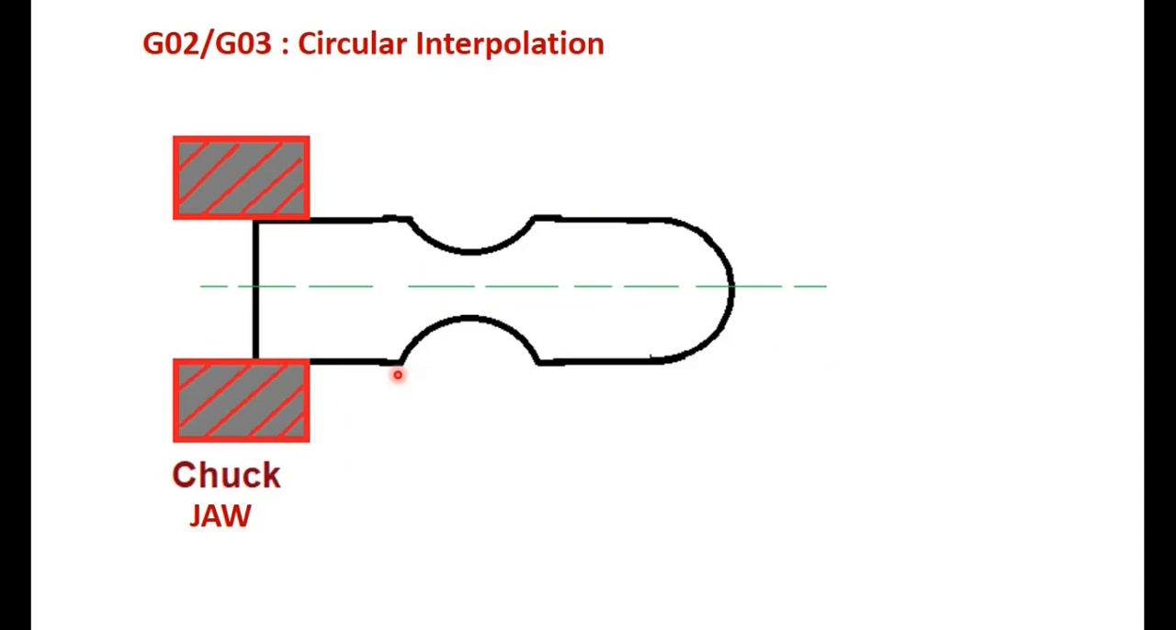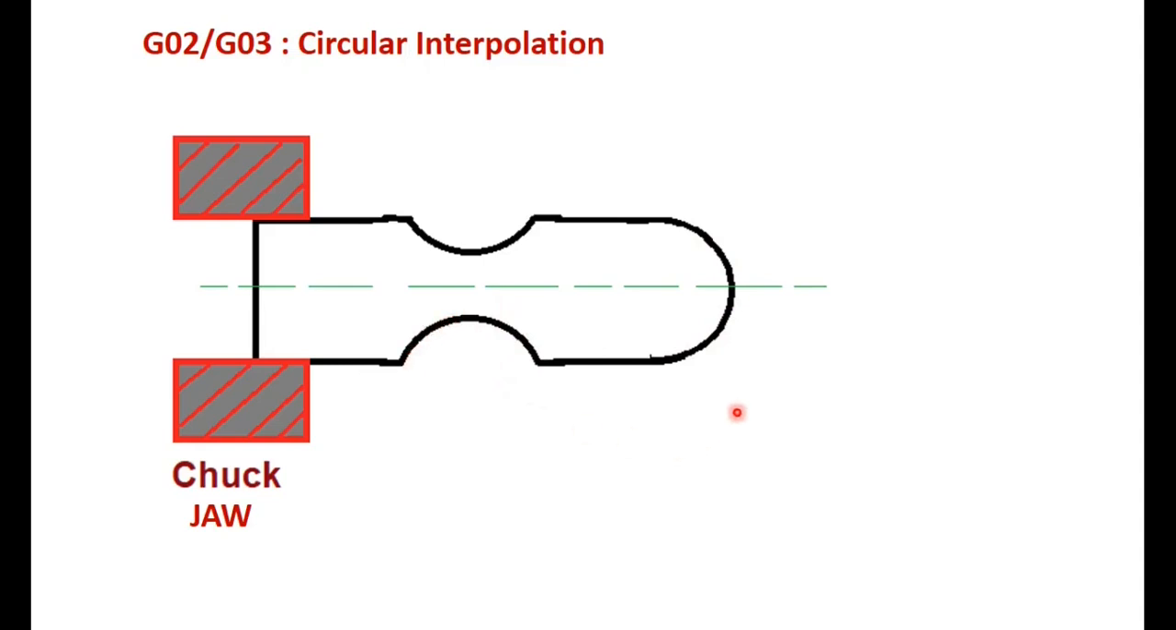The next command is very important, that is G02 or G03. That is circular interpolation, either in clockwise or anti-clockwise direction. In this figure I have shown you a sample. Whatever is in black color is the workpiece, and this is the chuck and jaw. We can see there are two circular movement paths. This has to be done circularly like this, and this also has to be removed like this. So how is this done?